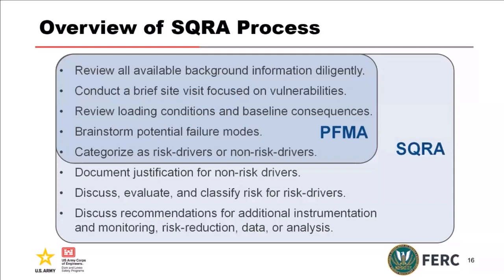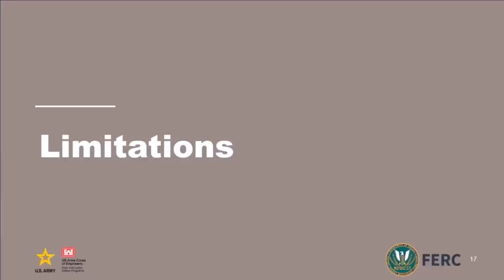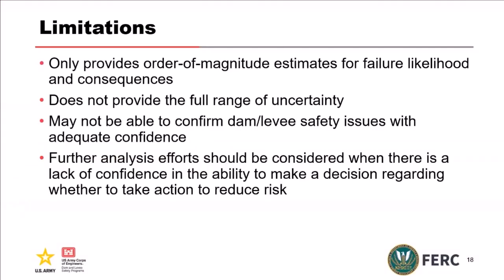Okay, let's talk about some of the limitations. It only provides an order of magnitude estimate for failure likelihood and consequences. So it's not an explicit estimate of the uncertainty. We're kind of saying, it looks about right there. It's an order of magnitude estimate, so it doesn't provide the full range of uncertainty.